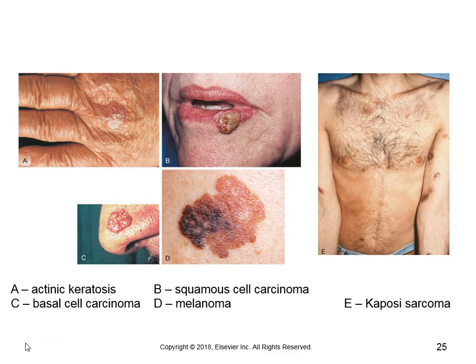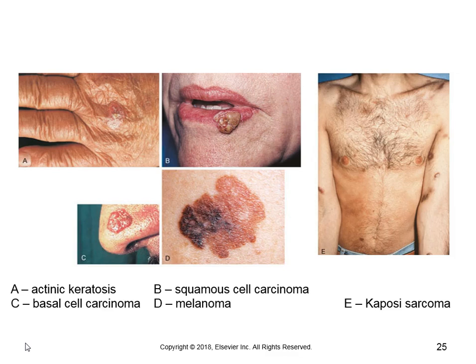Just as a review, we have a couple pictures here. So A is the actinic keratosis, so that little hardened patch, usually from the sun, but you can always think of sometimes too we get those kind of, it looks like a callus, I would say. B is the not so nice kind, squamous cell carcinoma. C, basal cell carcinoma. So B and C are both types of skin cancer.